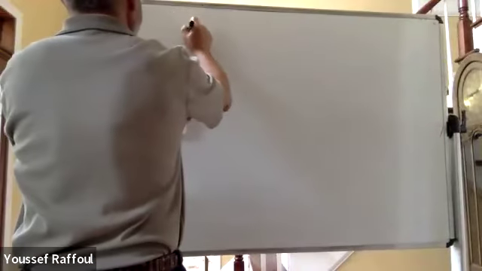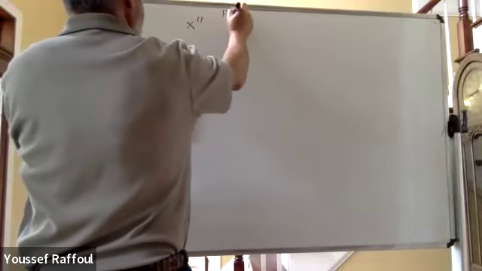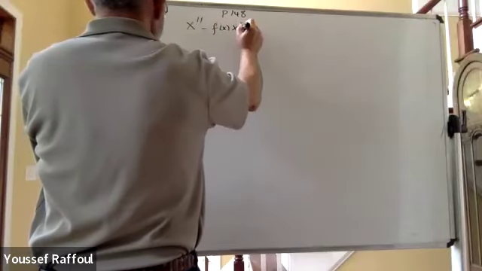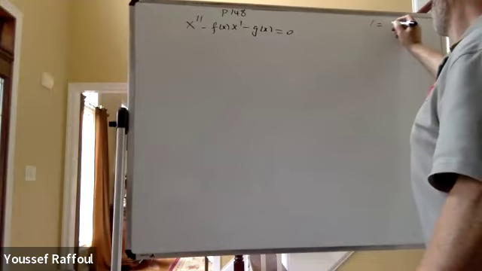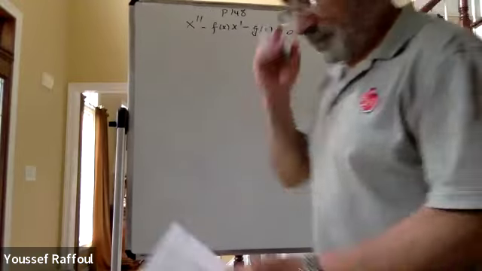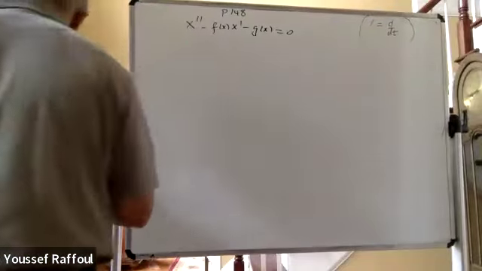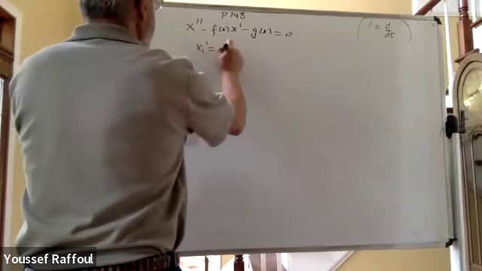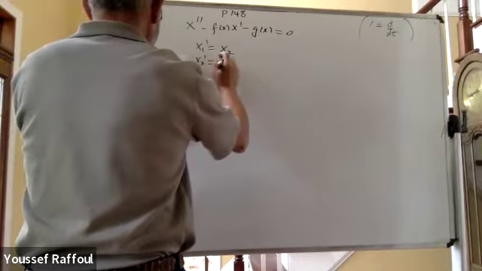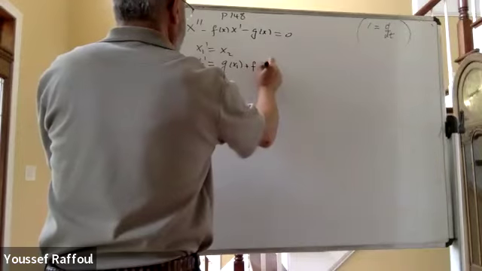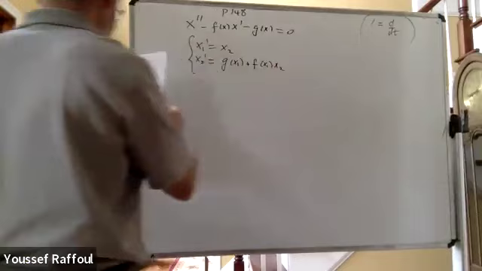So let's take a look. I'm on page 148. x double prime minus f of x prime minus g of x equals 0. And you know the prime means d over dt. Okay? This is a prime meaning d over dt. That means x is a function of time. Then this can be written as x1 prime equals x2 and x2 prime equals g of x1 plus f of x1, x2. Okay?